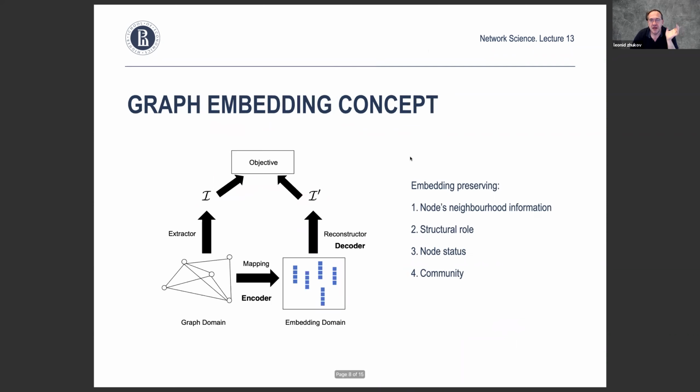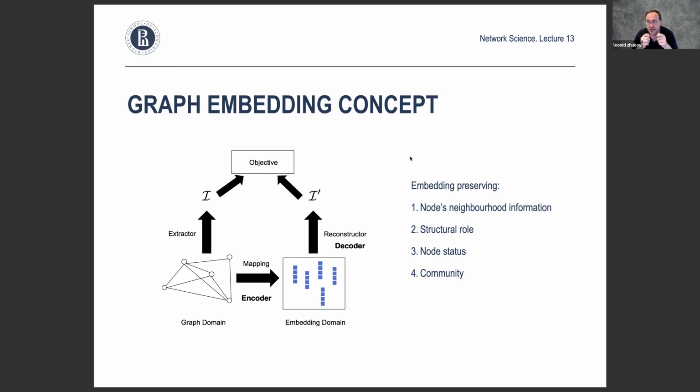So let's see what the overall embedding concept can look like. We have a graph, and then we map it onto some embedding domain. This mapping, you can call it a projection, you can call it an encoder, and you get those vectors. Now, overall, the idea is that when we do this mapping or this encoding, we want to make sure that a certain property is being preserved.